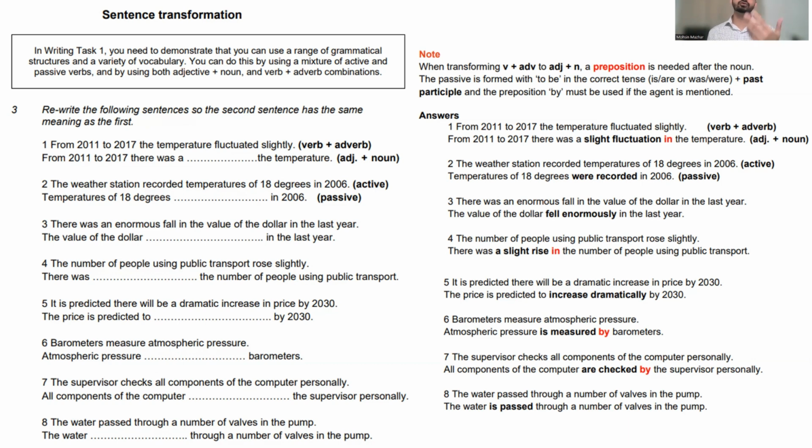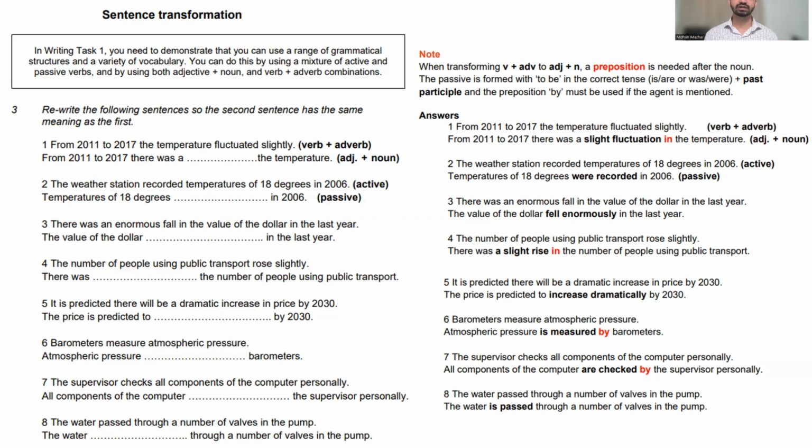And then you will have to use the preposition by, which must be used if the agent is mentioned. If the subject is mentioned. If it's not mentioned, then you can get rid of by, but you must use by when it is. So we'll look at what that means here in the answers, in the responses. Number 1, as you must have done this activity on your own, let's look at the responses when you're changing from verb plus adverb to adjective plus noun structure.